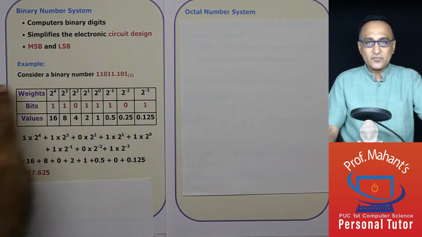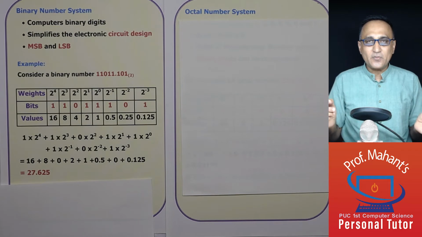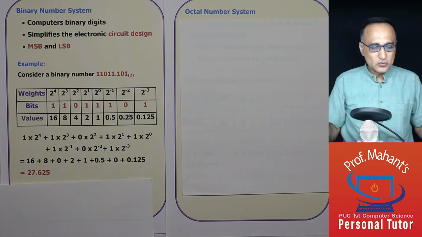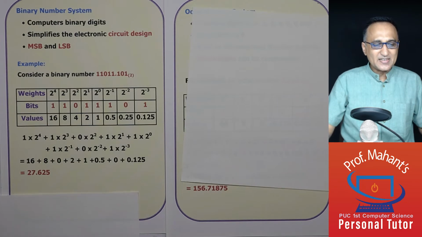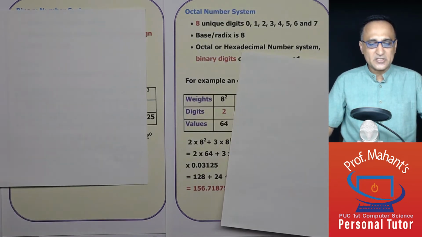Left of the decimal point, the weights start from 2 raised to 0, 2 raised to 1, 2 raised to 2, 2 raised to 3. In the decimal number system, it starts from 10 raised to 0, 10 raised to 1, 10 raised to 2, and so on. So I hope you had a decent understanding of the binary number system.